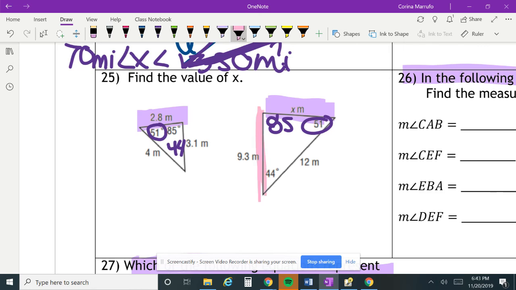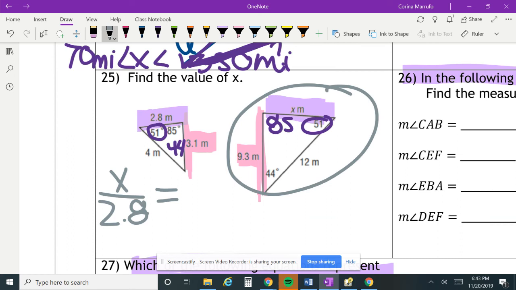And then this one, 85 to 44, the 9.3, 85 to 44 would be this side right here, which is a 3.1. And then the other side, we don't need it. You can use it if you want. It doesn't matter the order, as long as you keep everything matched up. So x over 2.8 equals, since I started with this triangle on the top, I have to start with the 9.3. And on the bottom, it is going to be the 3.1.